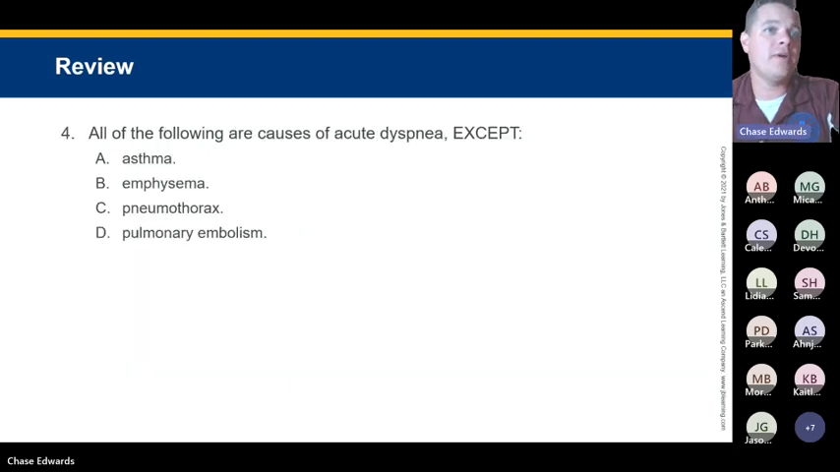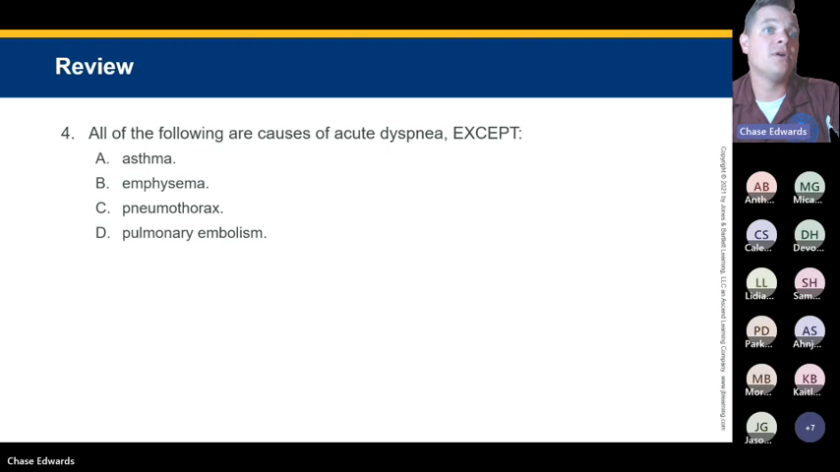All right, all of the following are causes of acute dyspnea except, all right, hold your answers. All right, answer away. Go for it. Okay, we got a C. Got a D. Got an A. Ooh, this one's a good one. Got a B.